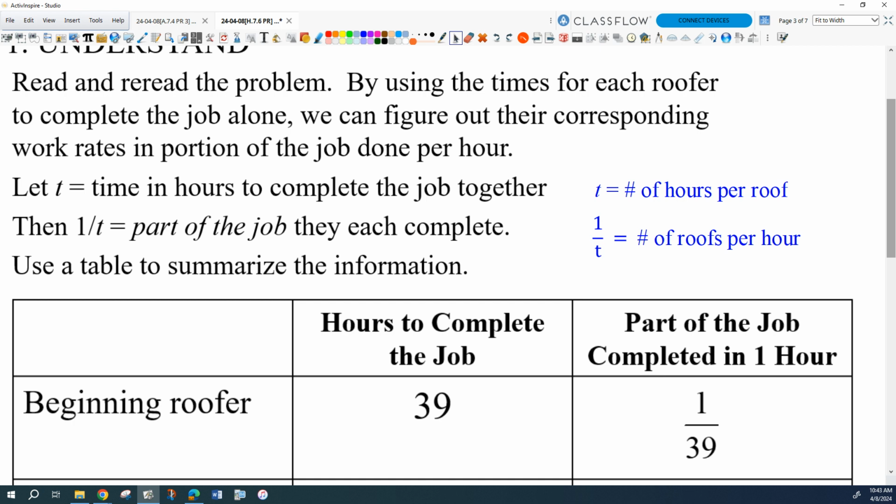1/26th, right? He can't finish a complete roof, but he can get 1/26th of a roof done per hour. Does that make sense? So the reciprocal of T is always going to give us a rate. If we know the time it takes to do something, the reciprocal tells us what percentage of that thing we are getting done per hour. Does that make sense? Okay.